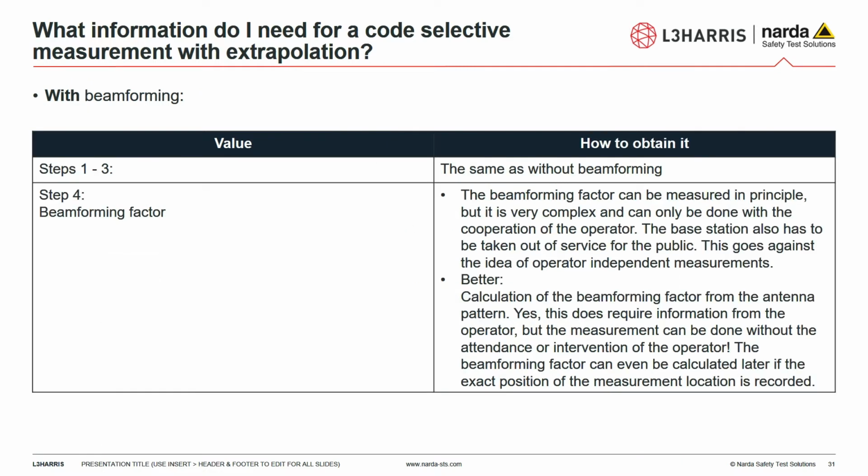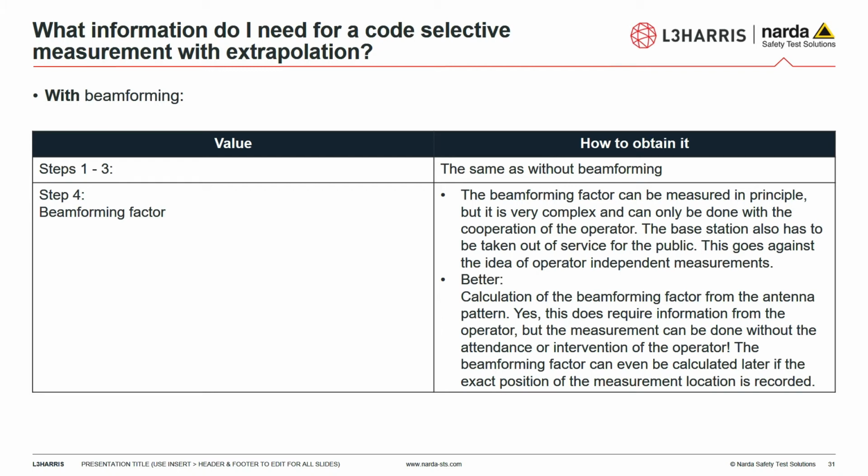The measurement procedure with beamforming stays the same, with the addition of the determination of the beamforming factor. This is very complex to determine by measurement and practically impossible without the cooperation of the provider and the use of additional measurement equipment or devices that can selectively manipulate the traffic beam. This goes against the intention of performing measurement independently of the provider. It is therefore better to calculate the beamforming factor from the antenna pattern.